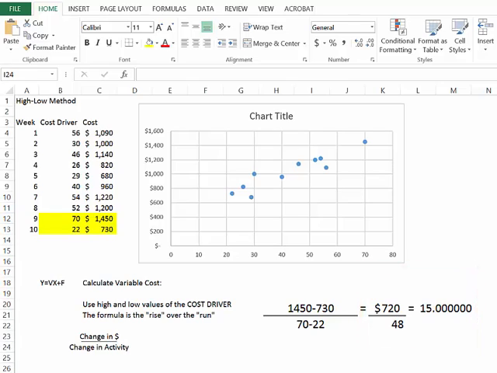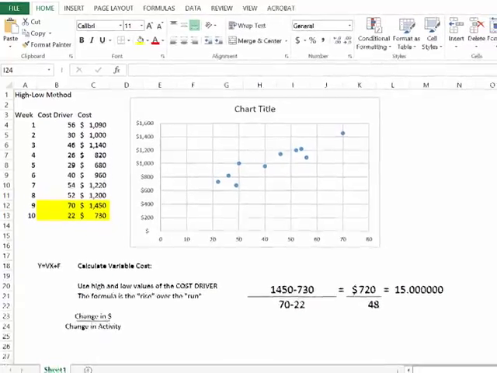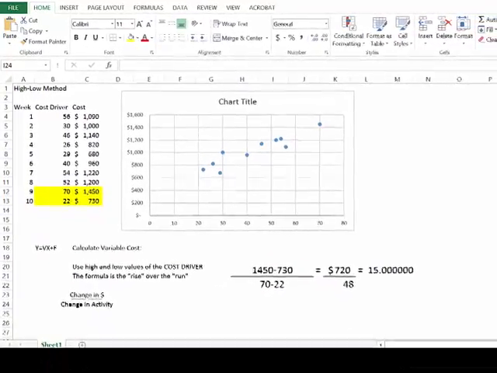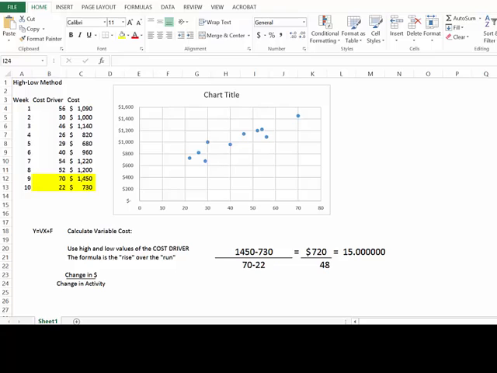So now we've determined that the variable cost equals 15. We need to go in and calculate the fixed cost. So to calculate the fixed cost, we want to use the same points we used before, the 70 and the 22, so the high and the low week. We want to plug it into the y equals vx plus f framework and solve for f. So let's see what that looks like.